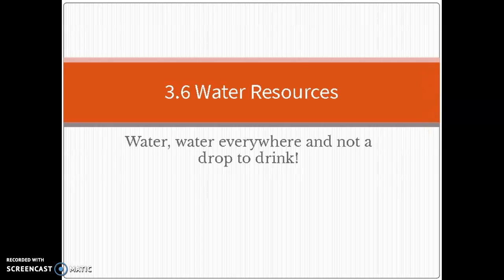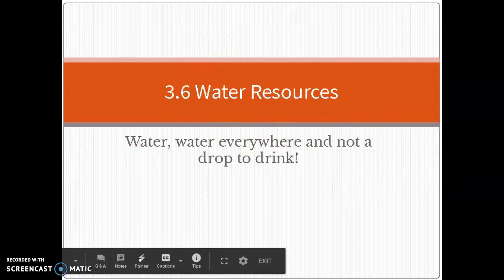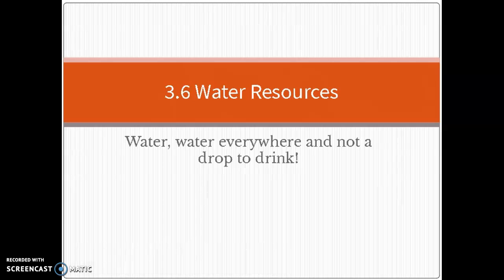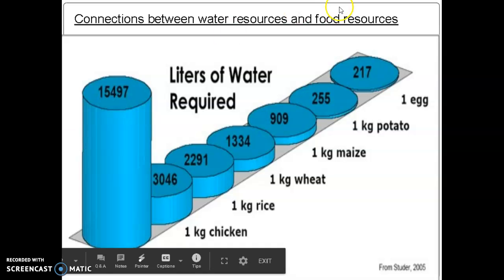Okay, today we're doing the water resources notes, talking all about how water exists on the planet, how we use it, all the fun stuff, similar to what we've been doing. We've been talking about all our natural resources.